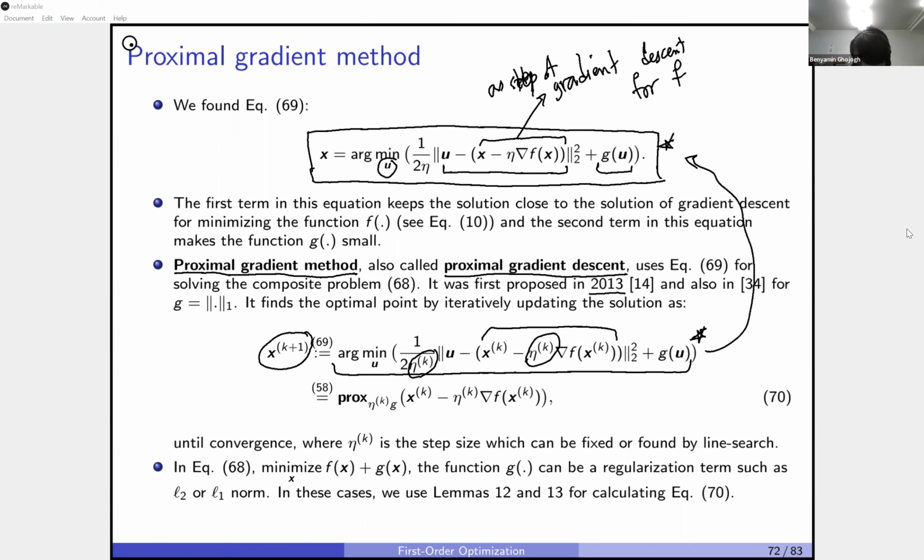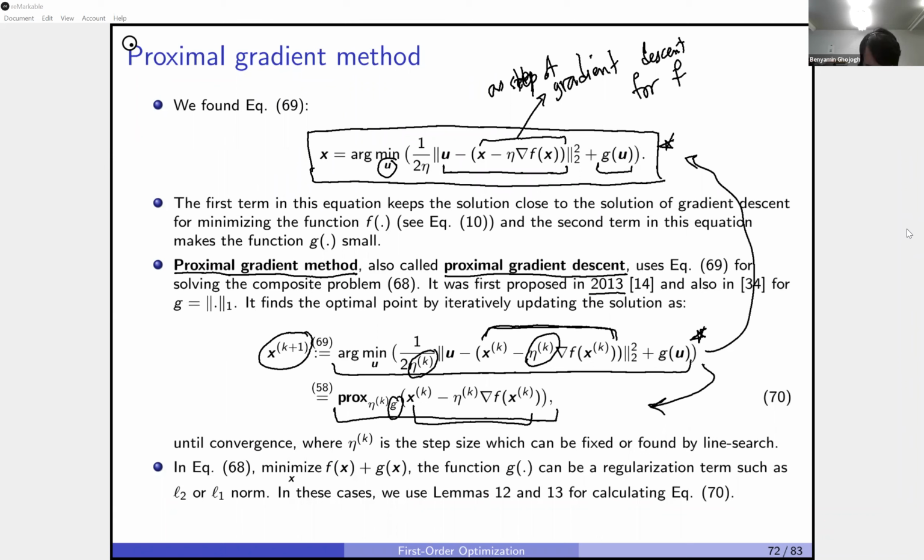Okay, very interesting. And by the way, why is it called the proximal gradient method? Why does it have a proximal term in its name? Because, according to the definition of proximal mapping, this is exactly the proximal mapping of this. Take a look at the definition of proximal mapping, and you'll see that these two are equal. So it says find one step of gradient descent for f, and then apply the proximal mapping on that with the function g.